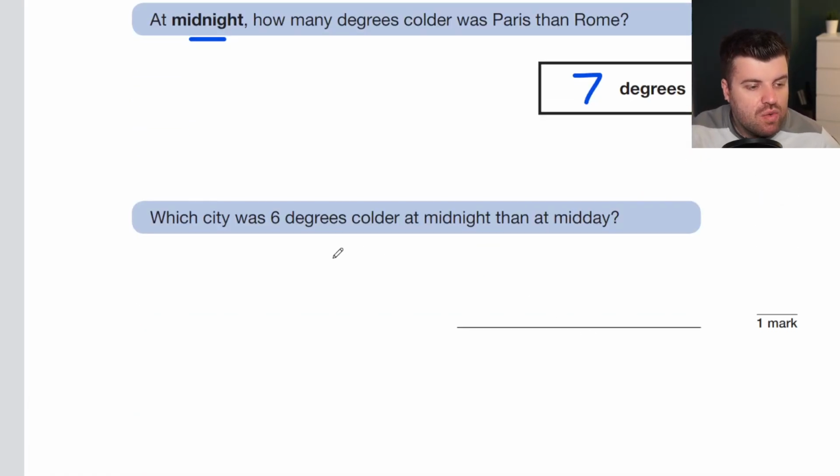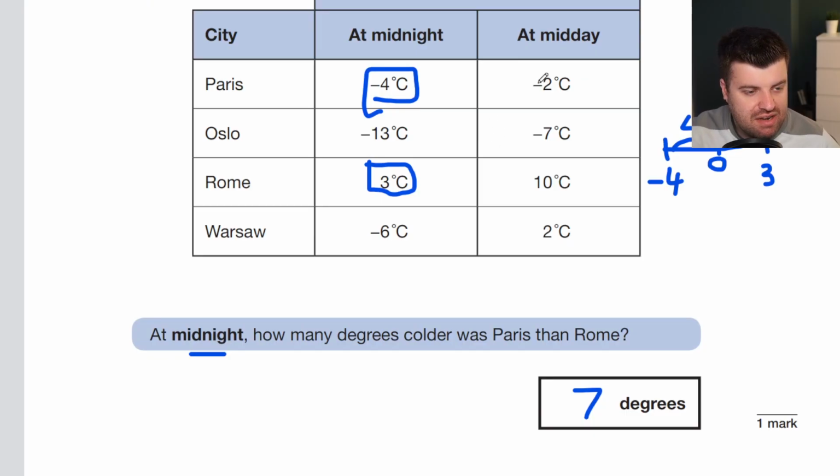Next question. Which city was 6 degrees colder at midnight than at midday? So we're looking for which city had a difference of 6 degrees. Again, it's trying to trick you here. 4 and 2 make 6, but no, this is -4 and -2. There's only a jump of 2 there to find the difference.